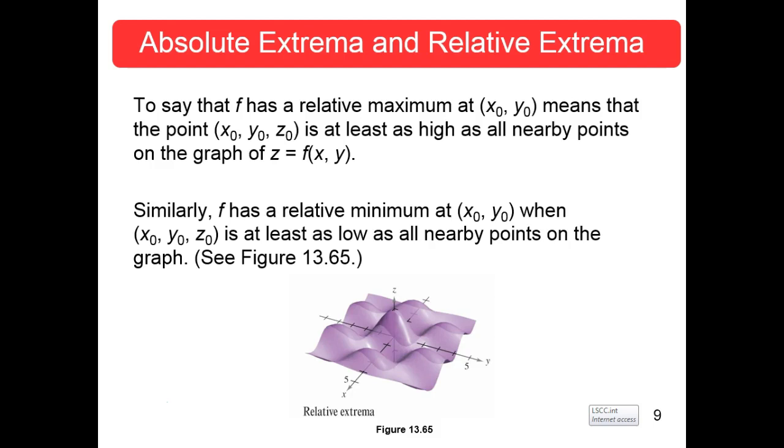You don't count the boundary values when you're talking relative maximum or minimum. Absolute you do, relative you don't. Okay. And actually, the figure in the book may be easier to see than that one, a little bit anyway.